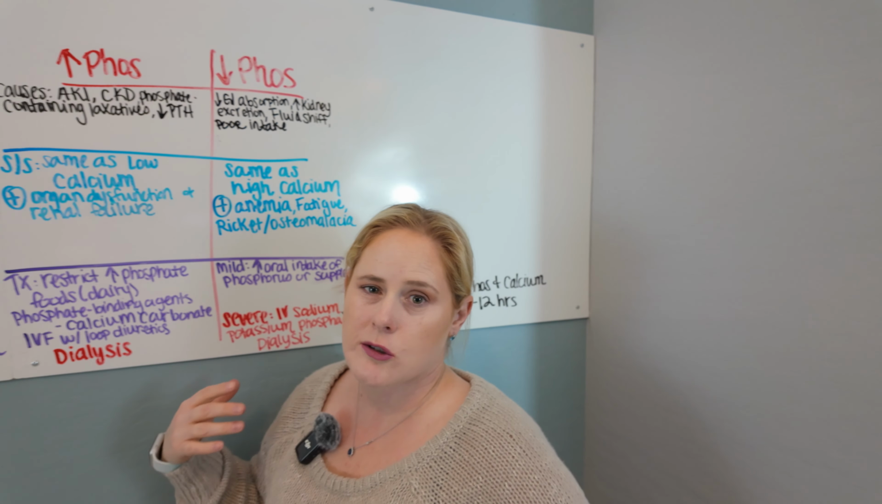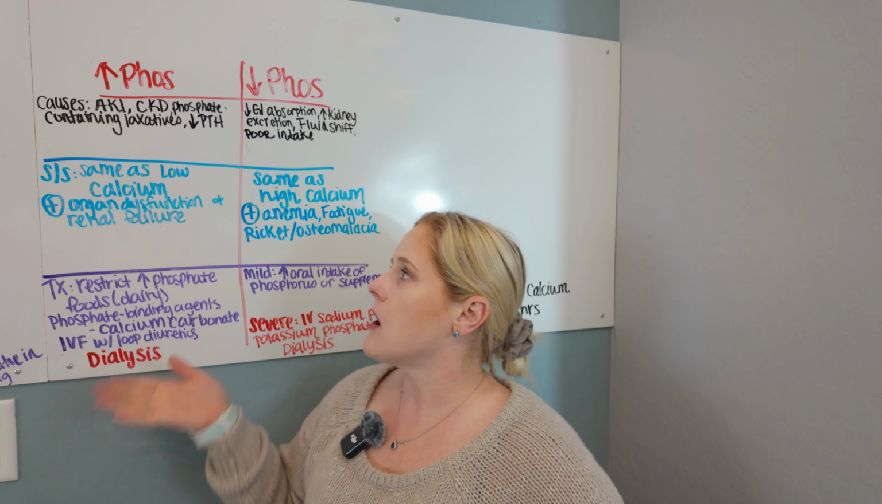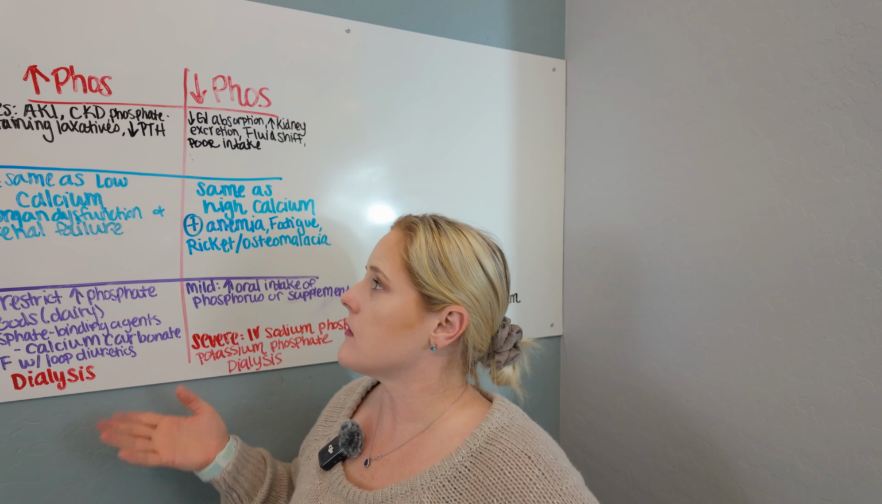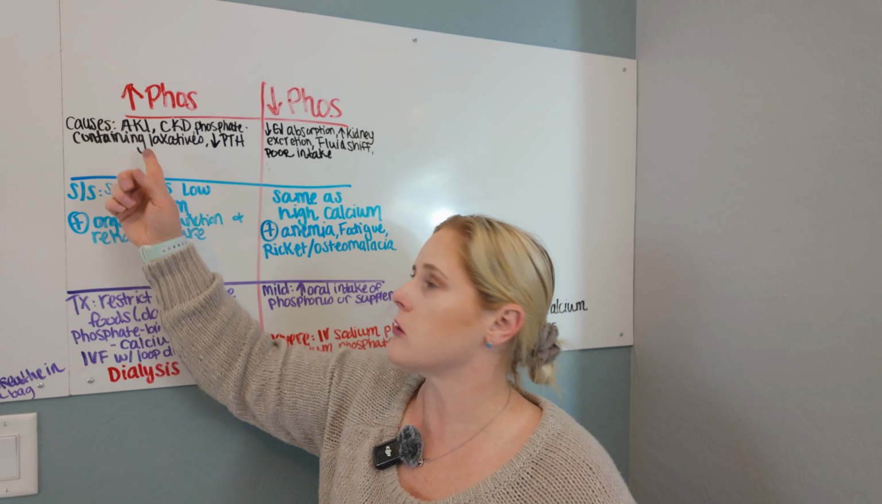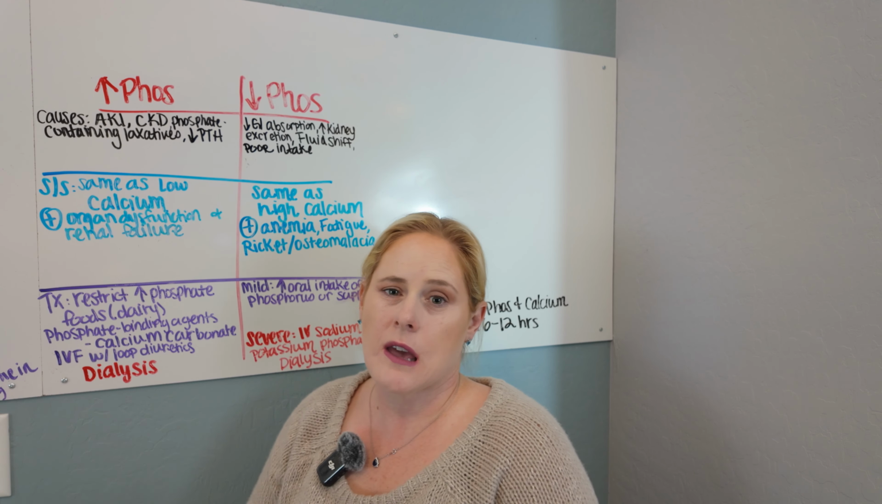So let's get into hyperphosphatemia. You can be high in phosphate for a number of reasons. One of those is going to be an acute kidney injury, also known as AKI, or CKD, which is chronic kidney disease. It can be because you're taking too many phosphate-containing laxatives, or your parathyroid hormone is deficient. It's going to cause you to have high phosphate.